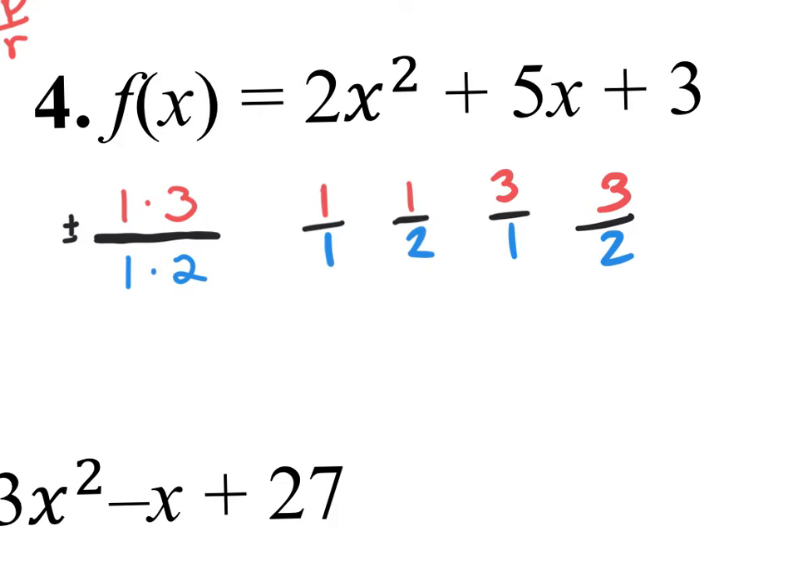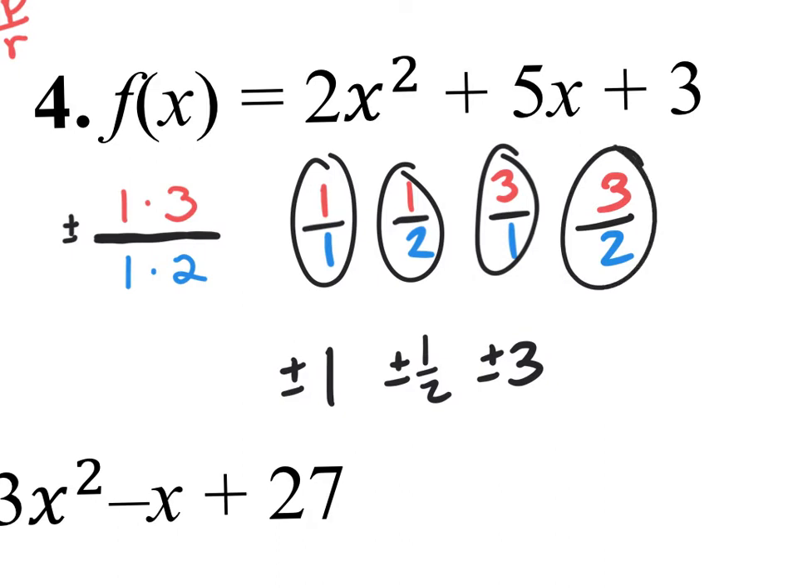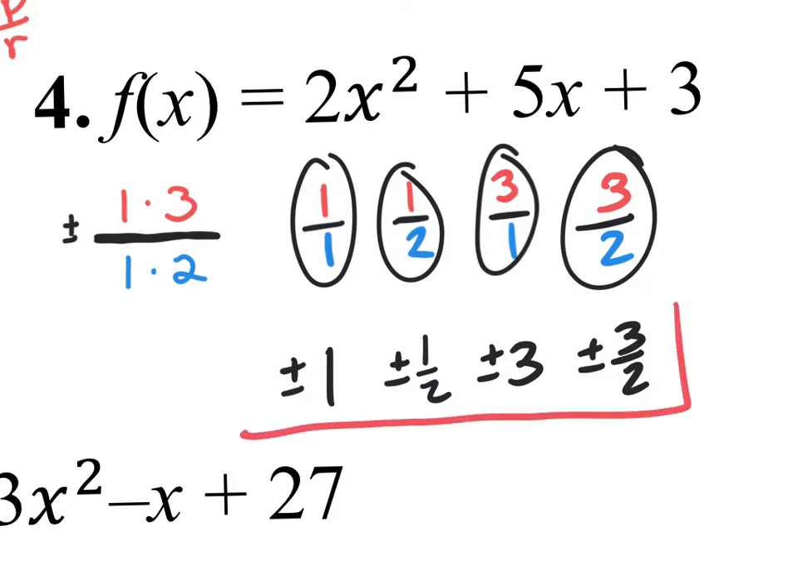Now, before stating that this is my list of possible rational answers, let's simplify them. What do I mean by that? Well, we know that 1 over 1 is really just 1, and we need a plus or minus in front of it. We know that 1/2 is 1/2, put a plus or minus in front of it. 3 over 1, that's really just 3, put a plus or minus in front of it. And 3/2, or 1.5, you could write it as 1.5, or you could just leave it 3/2, and of course you have a plus or minus in front of it. Ladies and gentlemen, this is our list of possible rational answers, okay? How many possible answers do we have here? 8. We don't have 4, we have 8.